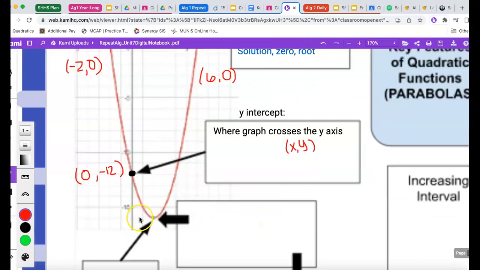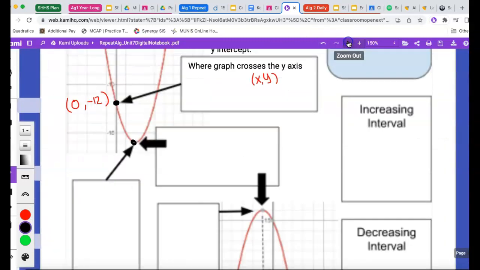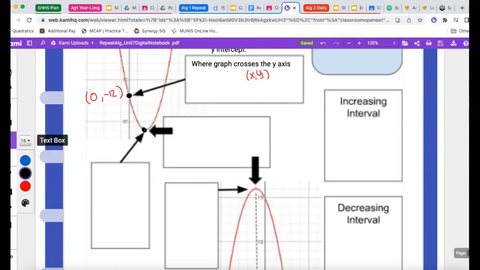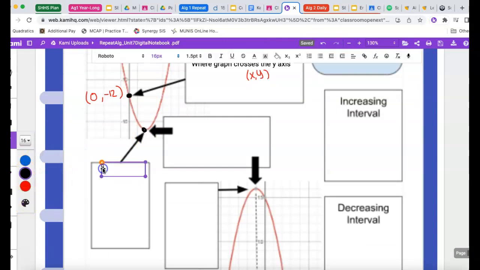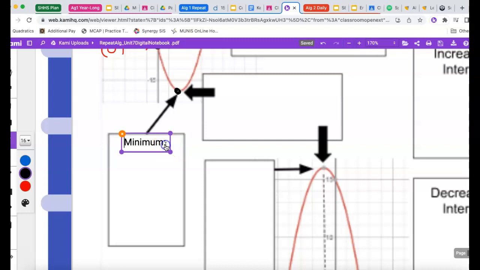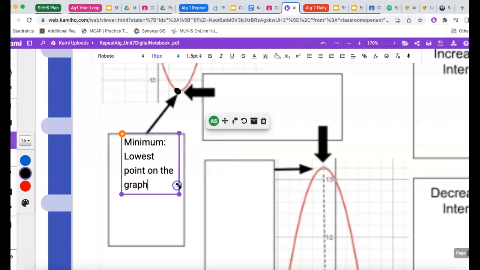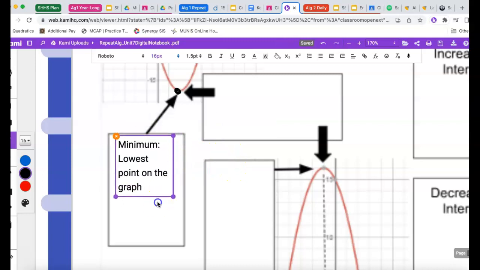So the next point right here has 2 arrows coming off of it. So we're going to start with this box down here. This point has 2 different names. The first name that point has is a minimum. So a minimum is the point that is the lowest point on the graph. So a minimum value is the lowest point on the graph.